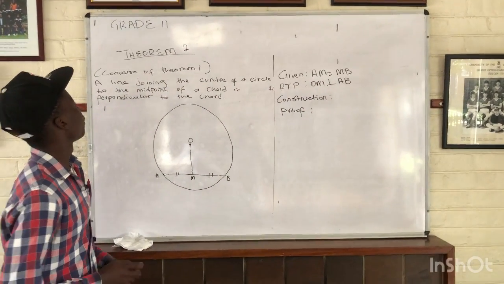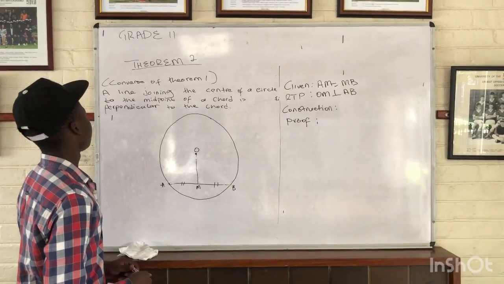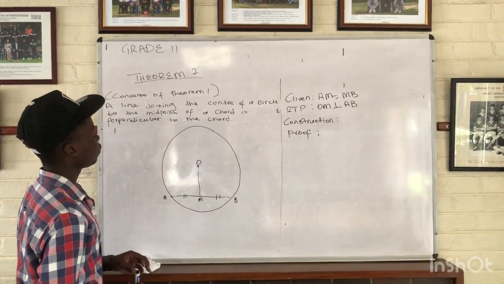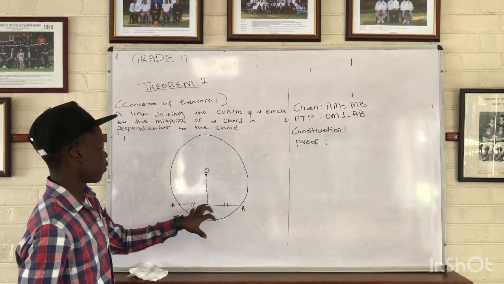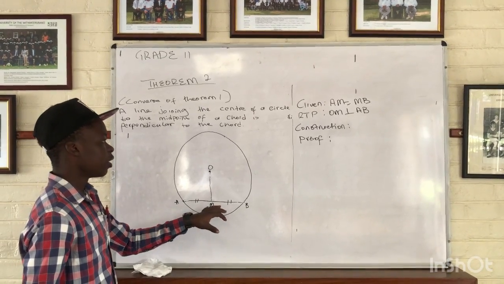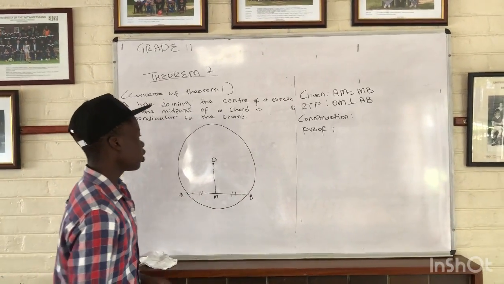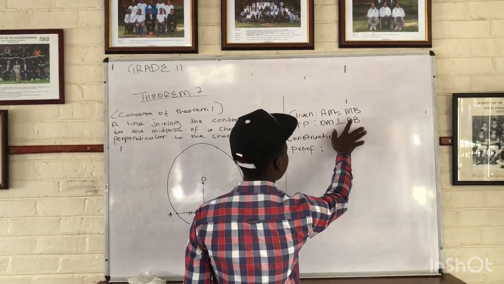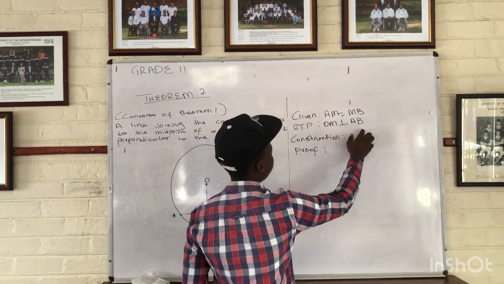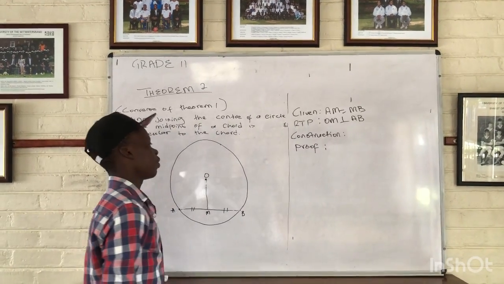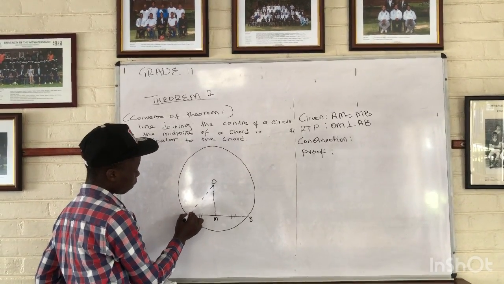Okay, now we're going to theorem number 2, which is the converse of theorem number 1. A line joining the center of a circle to the midpoint of a chord is perpendicular to the chord. In here, we're given that the line joins the midpoint of a chord, which means this side equals this side. Now we're going to prove that OM is perpendicular to AB. We're given that AM equals MB, and we're required to prove that OM is perpendicular to AB. Now we're going to do our construction where we're going to construct radii AO and OB.